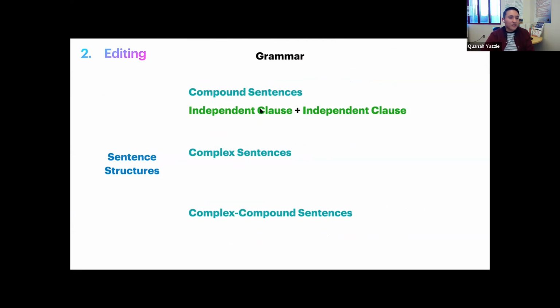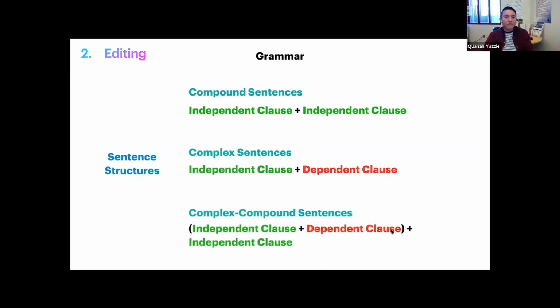Compound sentences are two independent clauses together, so two complete sentences attached together. Then we have complex, with an independent clause, a complete sentence, with an incomplete sentence to make this a complete sentence. And the last one is a combination of independent clause plus dependent clause plus another independent clause. So by adding independent clauses to dependent clauses, you make complete sentences, or complex sentences. When we see a dependent clause by itself, we can manipulate it to make it a complete sentence when you see that in your essay.